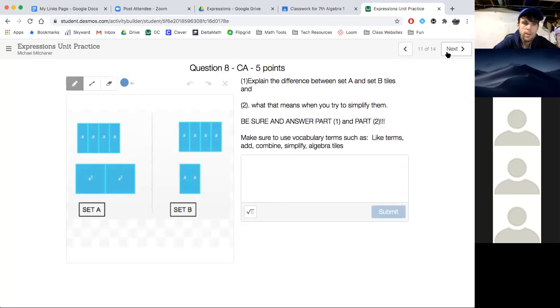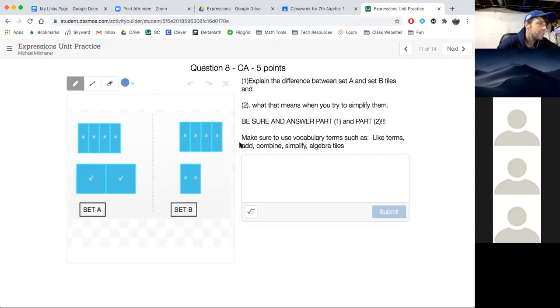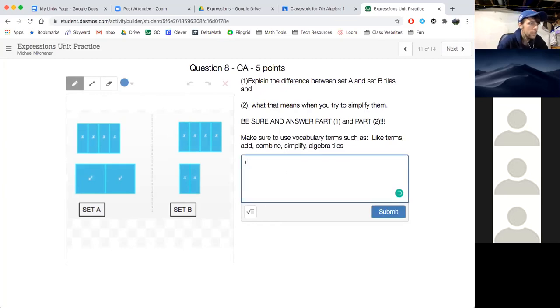All right, another constructing arguments question. Explain the difference between set A and set B tiles. So here are our 2 different sets of tiles, and what that means when you try to simplify them. So now, what's the difference and what does that mean when you try to simplify them? Okay. So what's the difference?